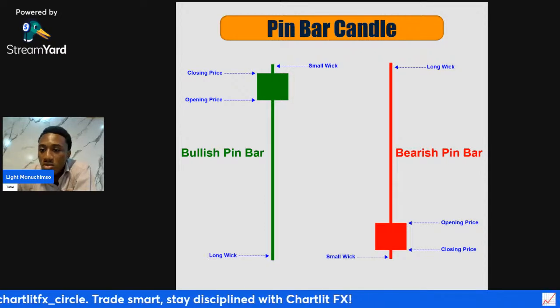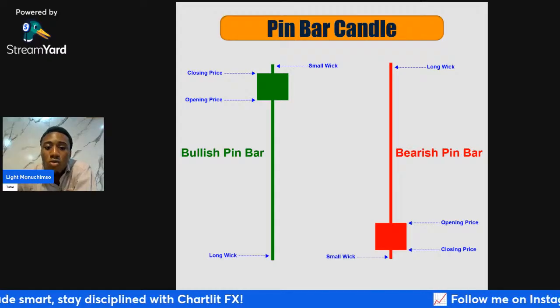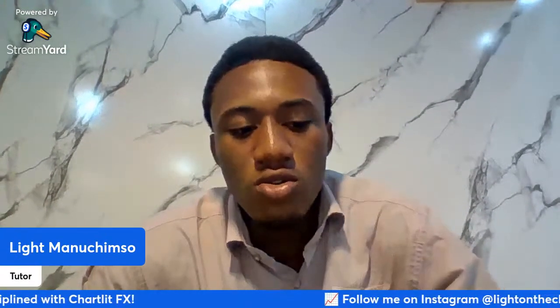And then another candle I would love us to look at is the doji candle.